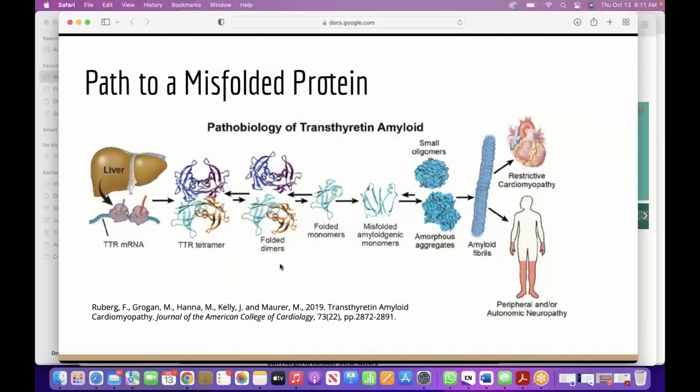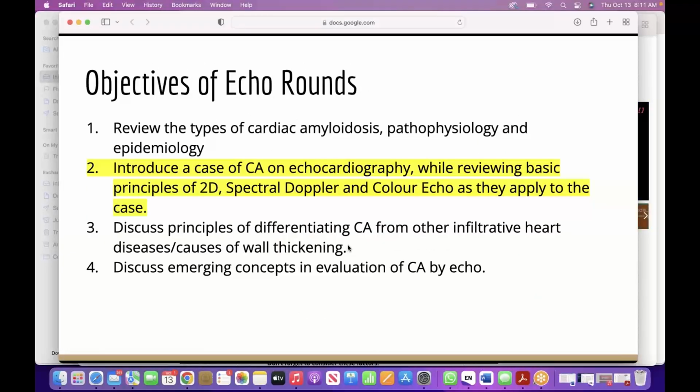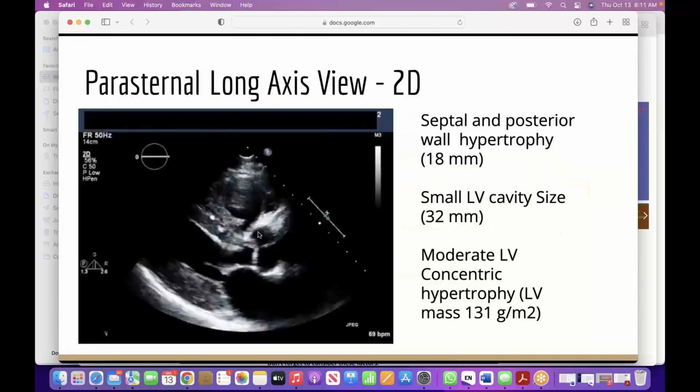In the case of transthyretin amyloidosis, the protein is initially made in the liver, and a series of dysfunctions in the creation or modification of the protein results in deposition in different organs that causes the manifestations of that disease. So here I wanted to introduce the case itself.